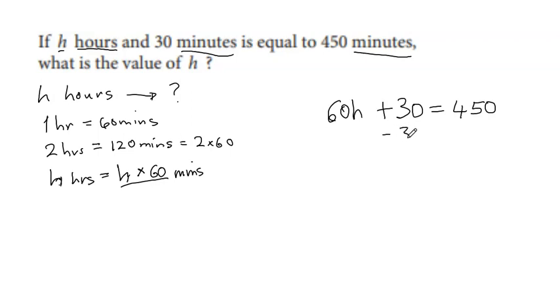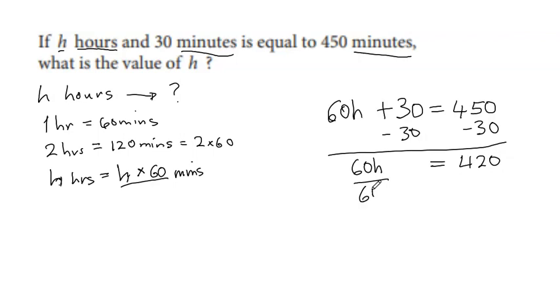So we subtract 30 from both sides. On the left-hand side, we have 60h. 30 minus 30 is 0, so we can ignore that. And then on the right-hand side, 450 minus 30 is what? 420. Right? So basically, we just divide each side by 60.